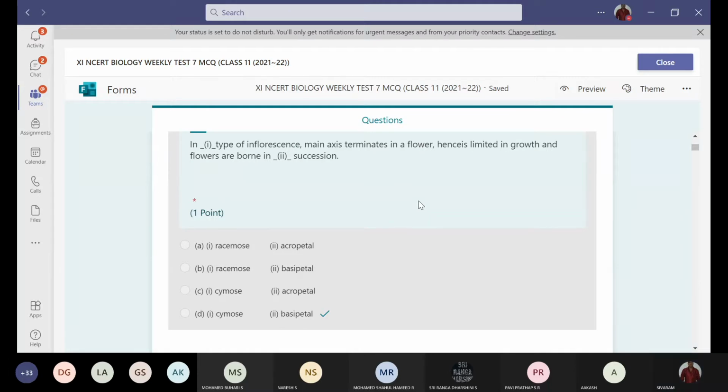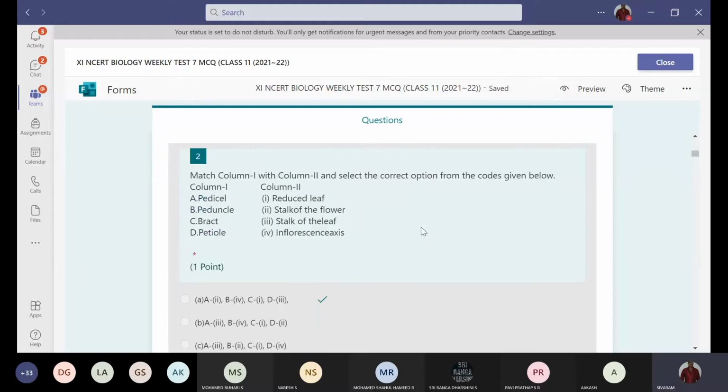Okay. And next, second question. Match column 1 with column 2 and select the correct option from the codes given below. Column 1, pedestal. Pedestal means the stalk of the flower. Okay, the stalk of the flower is called a pedestal. And next, peduncle. Inflorescence axis. The axis of the inflorescence we call it as peduncle.